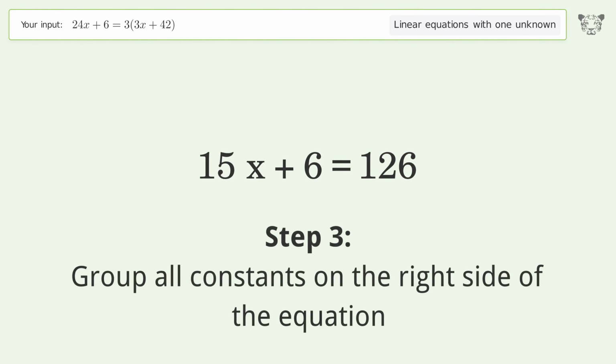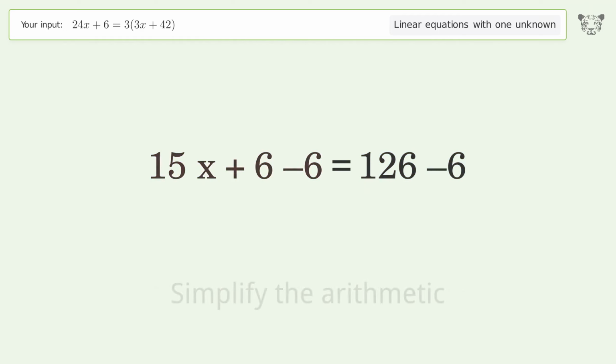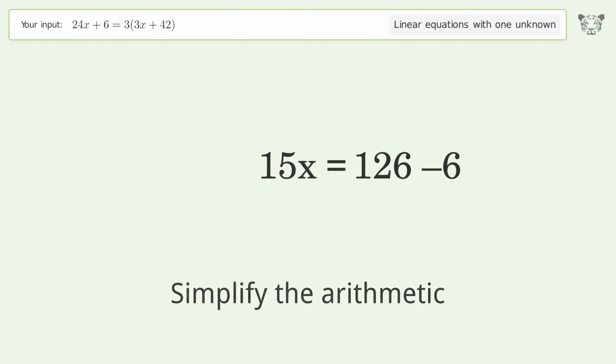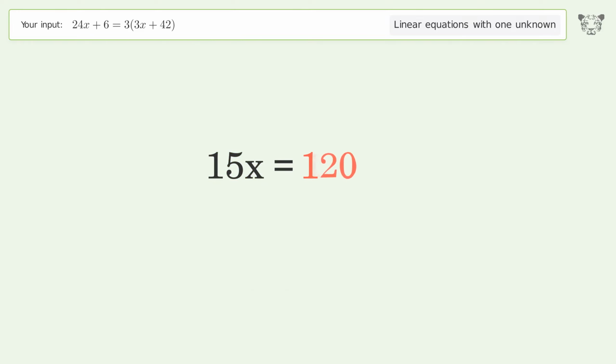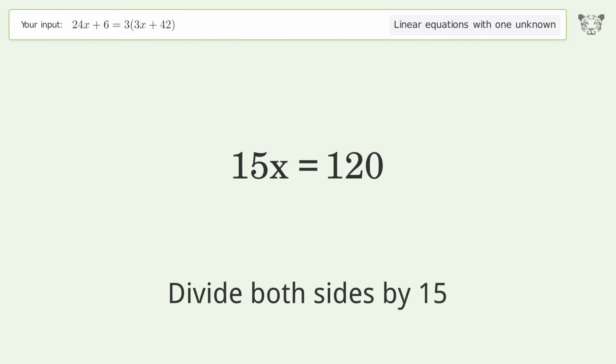Group all constants on the right side of the equation. Subtract 6 from both sides. Simplify the arithmetic. Isolate the x. Divide both sides by 15.